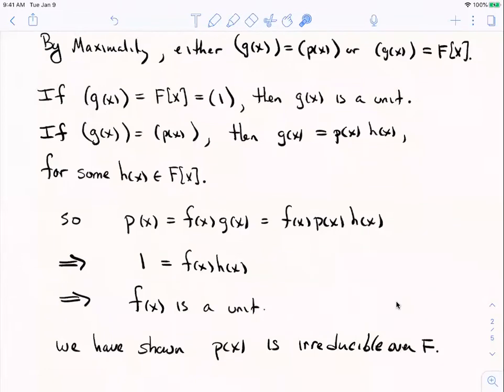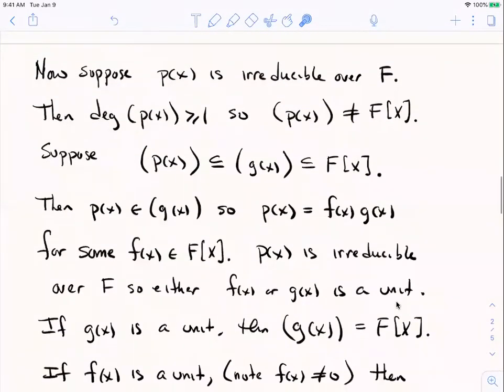So now what have I gotta do? I've gotta show you that if P is irreducible over F, it generates a maximal ideal. So let's get down to doing that. Suppose P is irreducible over F, all right? And some technicalities here. An irreducible polynomial, we said, has degree at least 1. So the ideal generated by P is not everything. That's one of the conditions of being a maximal ideal.